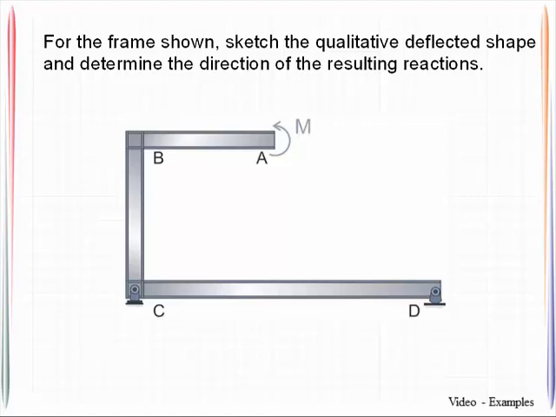We know that at point C, because it's a pin, the deflected shape must pass through here. It's free to rotate, but it's not free to move up or down, side to side. At point D, we know that it has got to come through this.